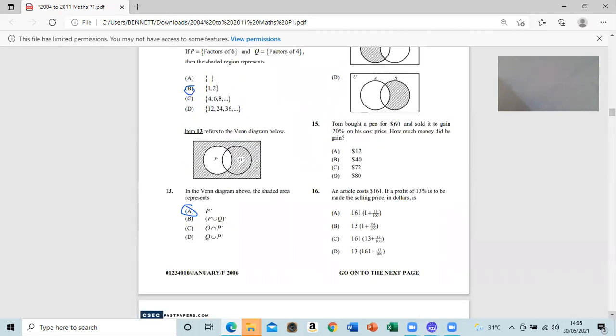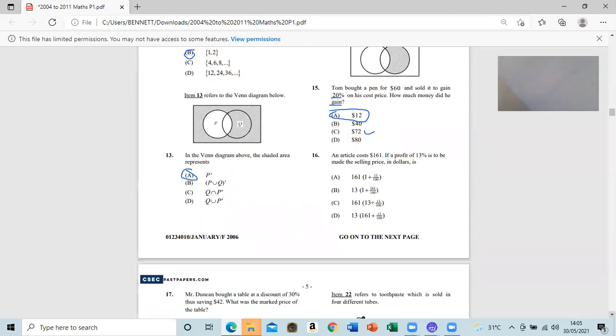All right. Tom bought a pen for $60 and sold it to gain 20% of his cost price. How much money did he gain? Sir, C. Guys, it can only be 12. He said gain, that means the profit. So now go with the marks. At 12 I answer for sure. Read the question. We did it earlier.